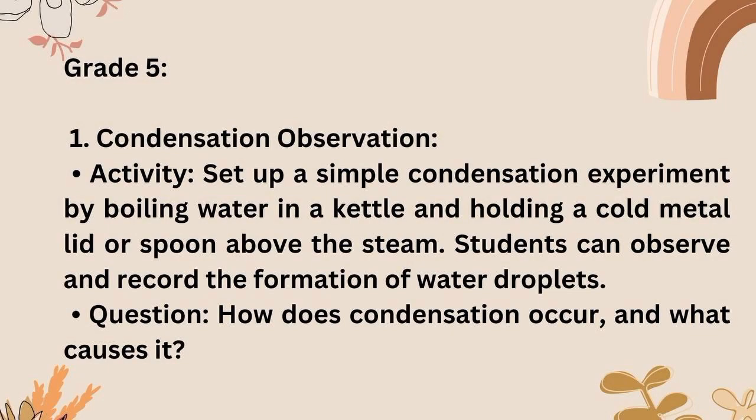For grade 5 pupils, you have condensation observation. Activity: set up a simple condensation experiment by boiling water in a kettle and holding a cold metal lid or spoon above the steam. Students can observe and record the formation of water droplets. Guide question: how does condensation occur and what causes it?